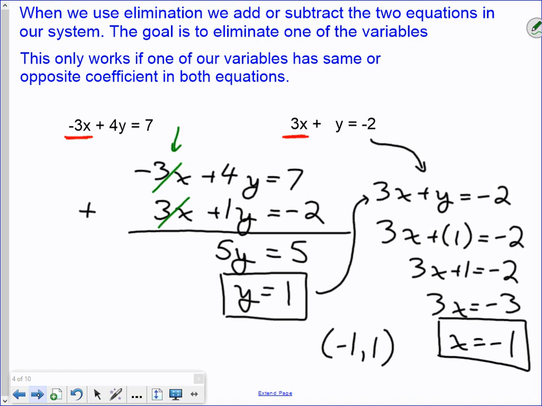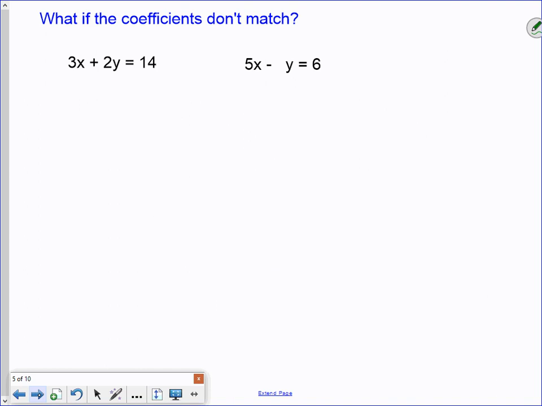Now, sometimes we have to do a little bit of work on one or both of our equations because the coefficients don't match up. So here I've got 3x plus 2y equals 14 and 5x minus y equals 6. So I don't see any coefficients in there that match up. But I can take this equation here and I can multiply it by 2. And when I multiply by 2, I'm going to multiply every single one of these terms by 2. So taking this 5x and multiplying by 2 gives me a 10x. The negative y times 2 becomes a negative 2y. And the 6 times 2 becomes a 12.